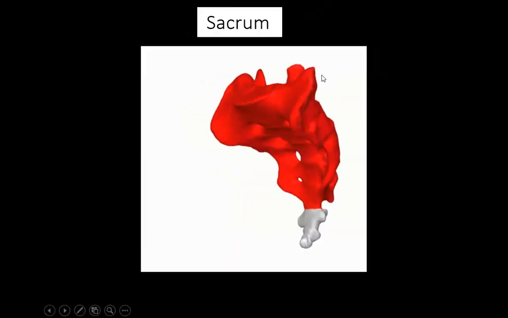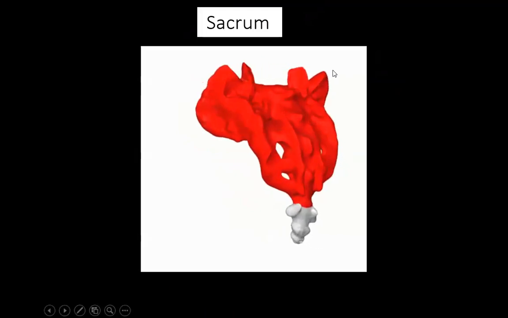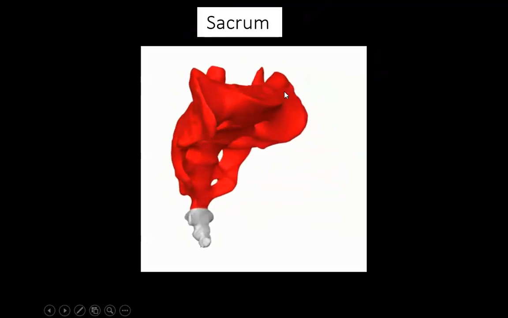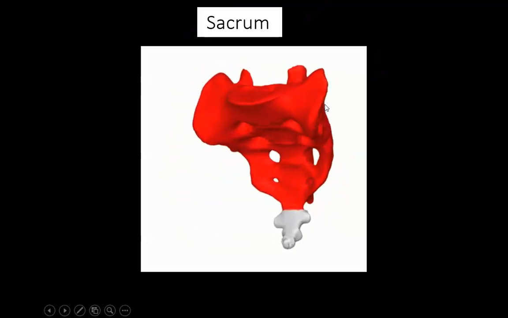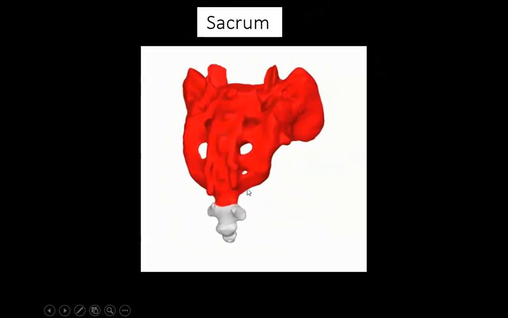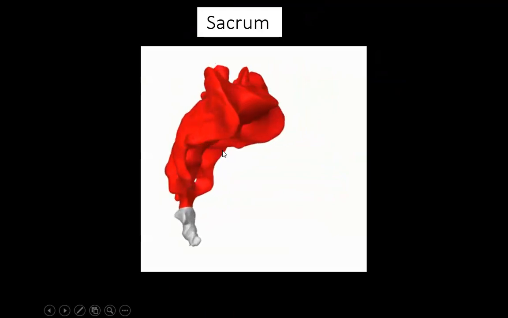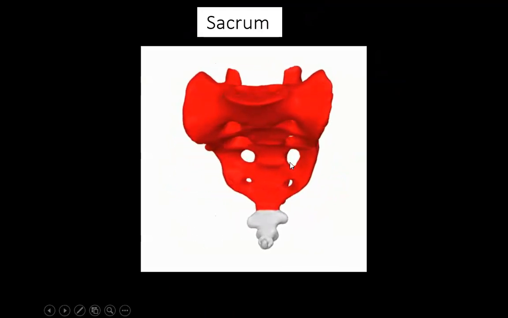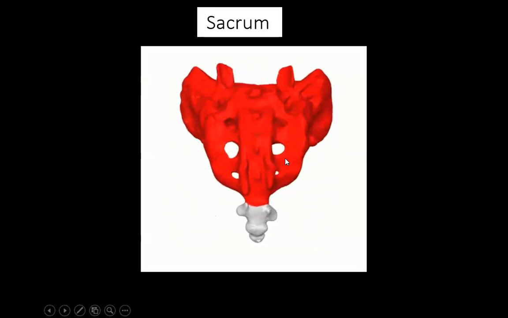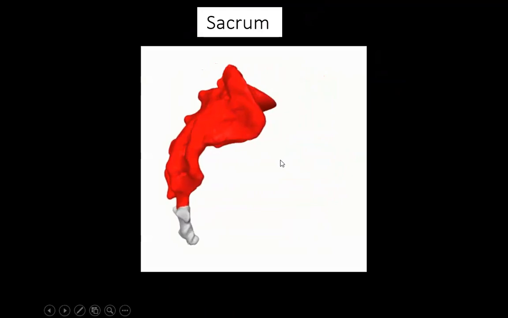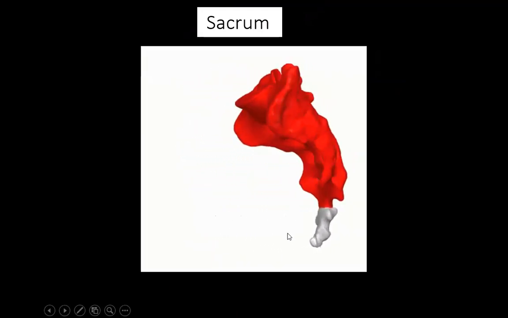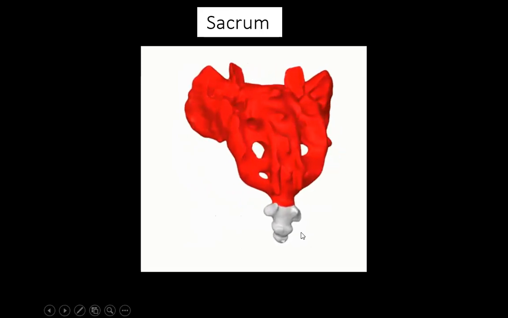So, okay, there's the sacrum. It consists of 5 vertebrae fused together. You can see these ridges here sticking up. These are called the spinous process. And there are openings here on the sides. These are what are known as the intervertebral foramens. Those are openings for the various spinal nerves. And of course, down here at the end is the 3-bone fused coccyx.